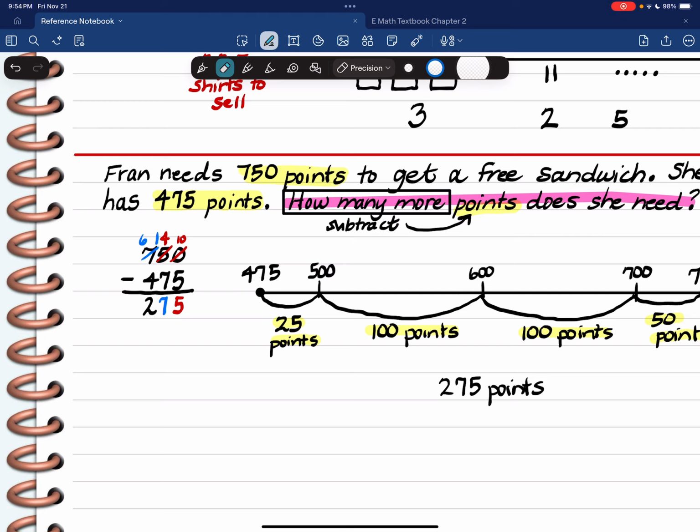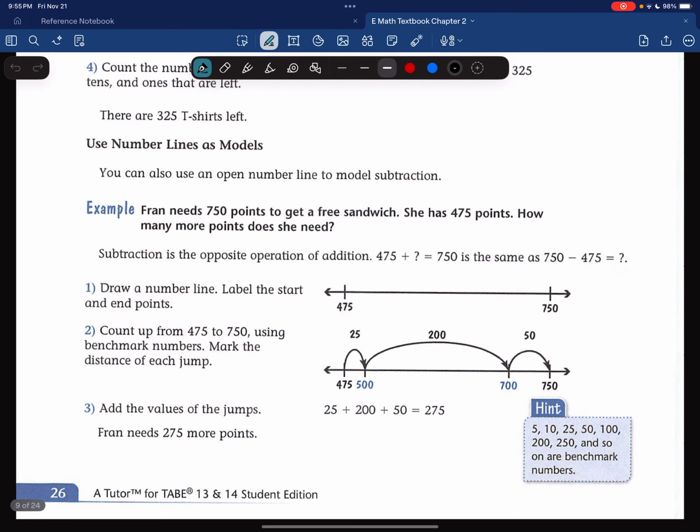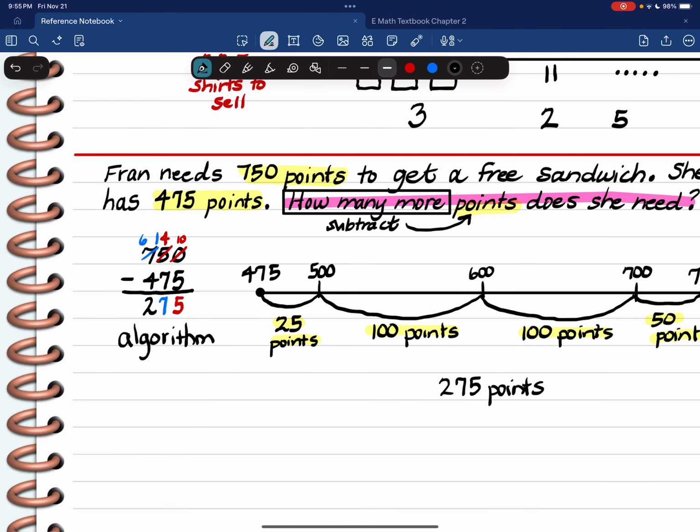If you like the algorithm, that's fine. If you like the number line, that is fine, because you will get the same answer. And let's check our answer against theirs. And sure enough, Fran needs 275 more points. And that's what we got in both of those. I like the number line, actually.